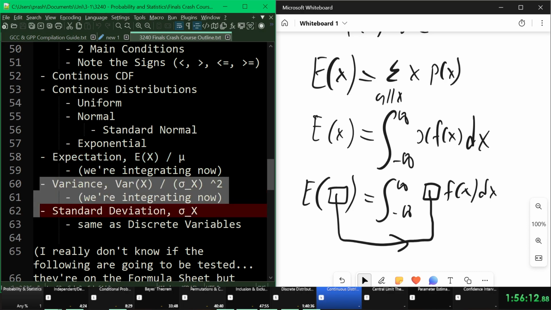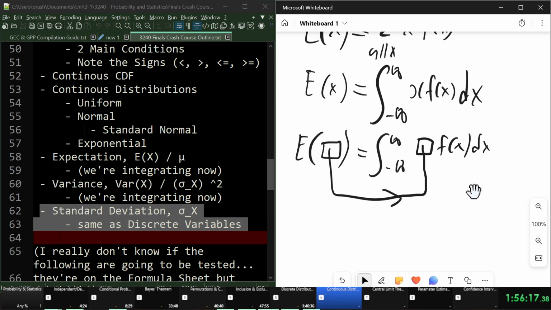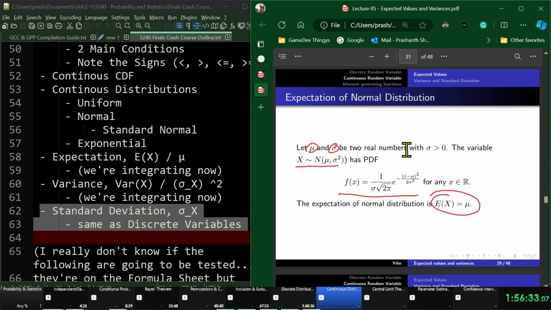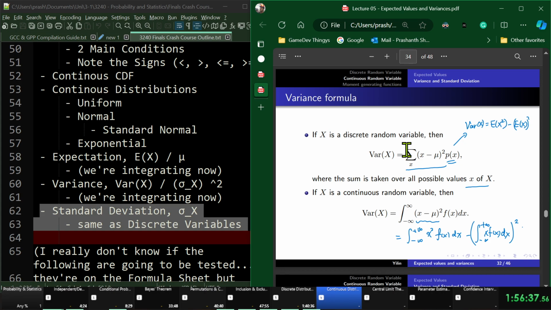That's expectation. For variance, you just use the same formula. Standard deviation, same as always. The standard deviation of any variable is the square root of its variance. Expectation given, you don't look at that. Variance. These are the formulas if you really want to integrate it, but please don't do that to yourself. Let's just use this one here.